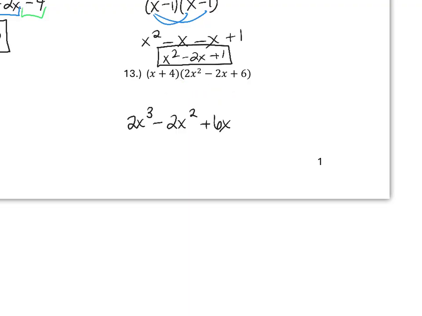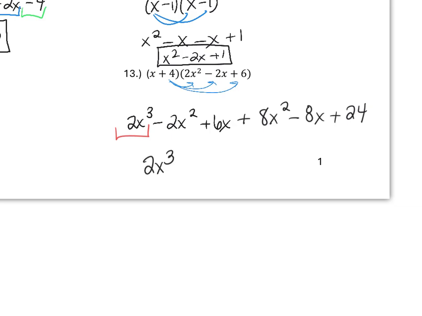So we take our 4, and now this goes to every term inside the parentheses. So 4 times 2x squared would be plus 8x squared. 4 times negative 2x is minus 8x, plus 6 times 4 is 24. Then we just combine our like terms. So there's no other x to the third, 2x to the third. X squareds: 8 minus 2 is plus 6x squared. X is 6 minus 8, negative 2x, and then our constant plus 24.